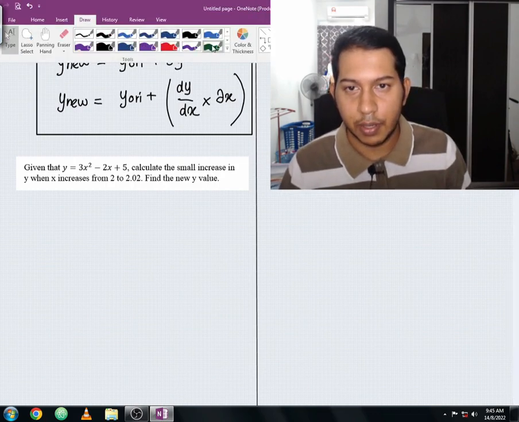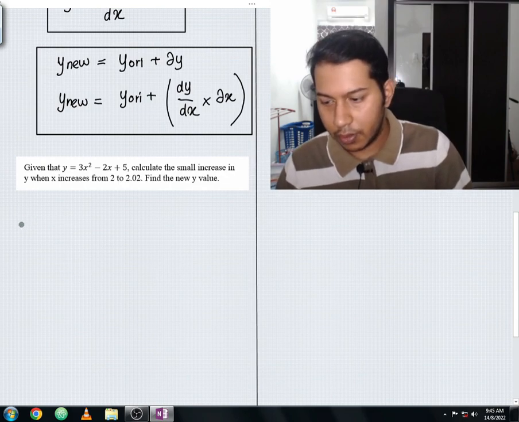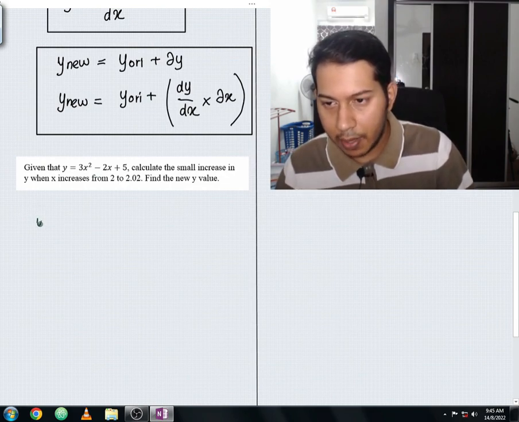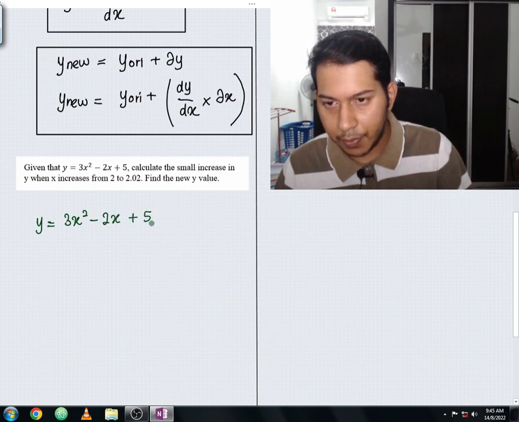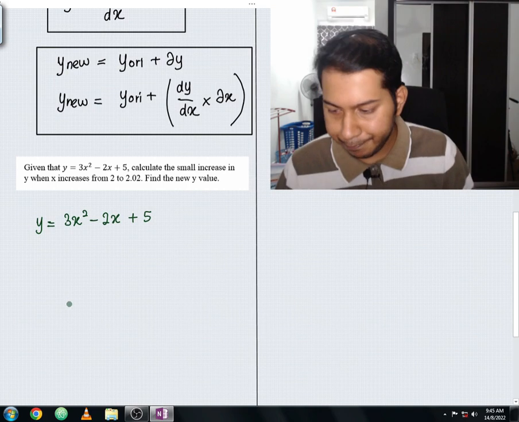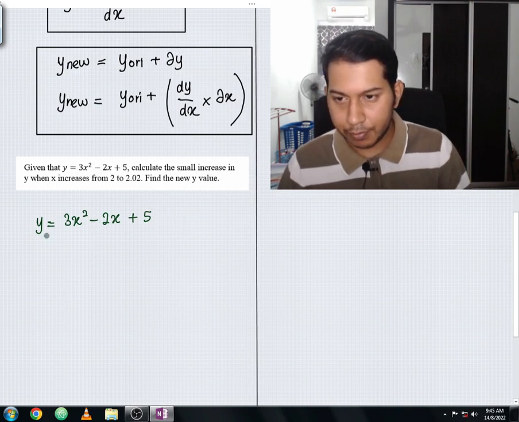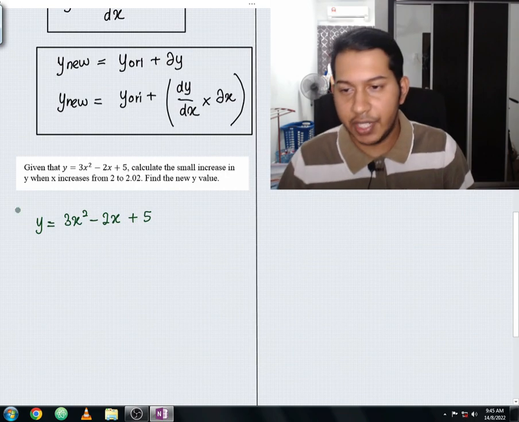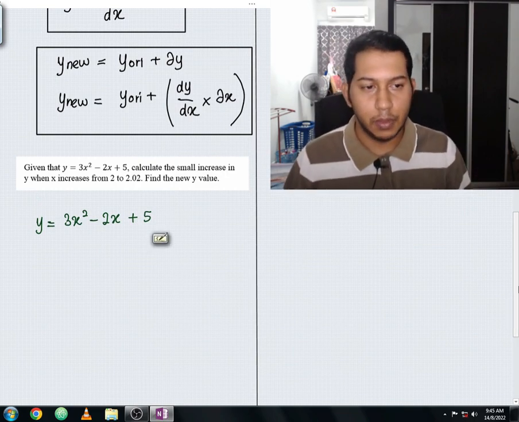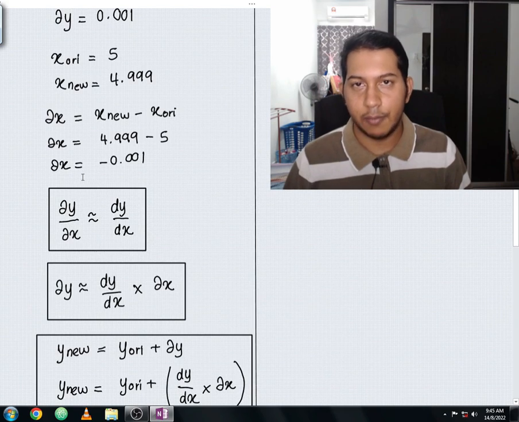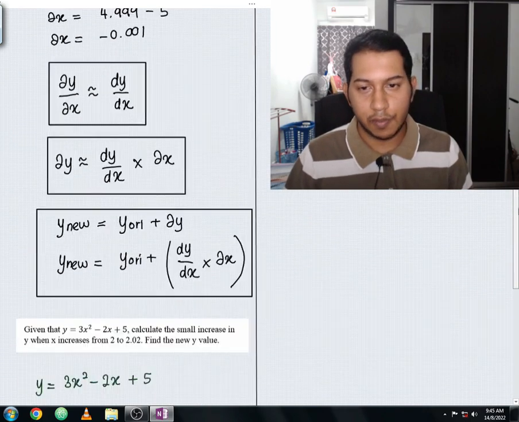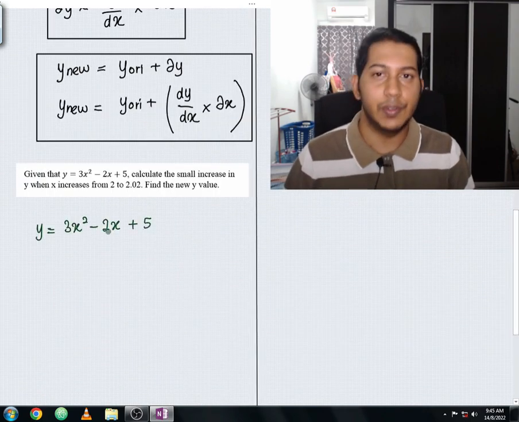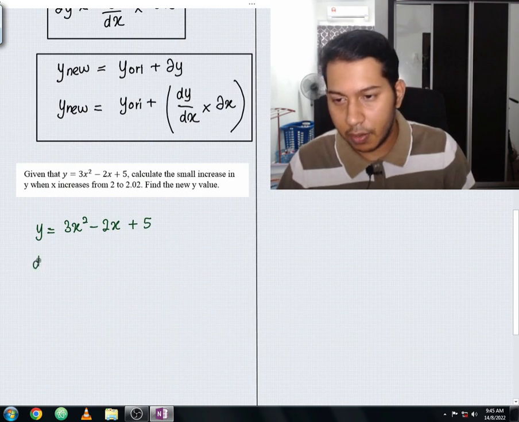Let me use a different ink. The question already gives us y equals 3x squared minus 2x plus 5. The first step is to differentiate y with respect to x. Of course, you need to apply this relationship, guys, where delta y over delta x is approximately the same as dy over dx. So you differentiate this with respect to x.